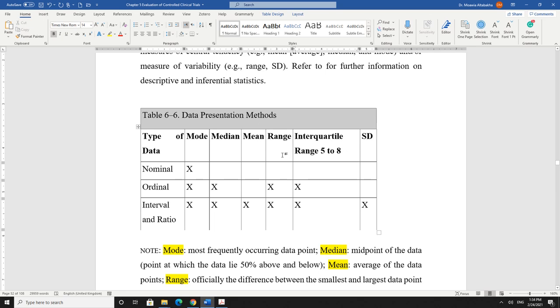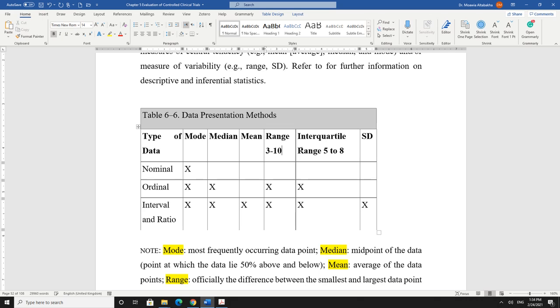Range can be, for example, as I told you, from 3 to 10. What is the 3? This is the minimum score. What is 10? This is the maximum score. Remember that all these things are for descriptive analysis. I'm describing my group.